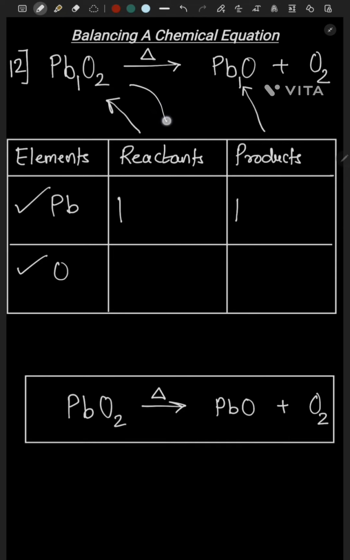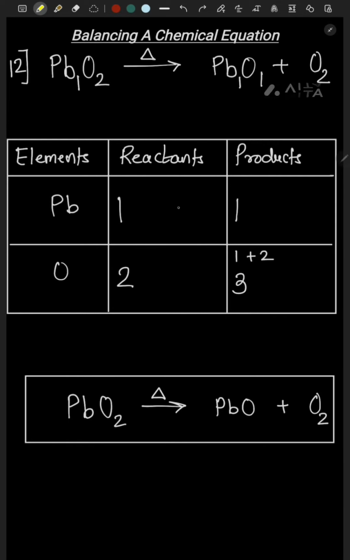Moving on to oxygen. The number of atoms of oxygen on the reactant side is 2, whereas on the product side it is nothing, means 1, and this 2, which means 1 plus 2, that is 3. Now let's tally the reactant and the product side. If you check, lead is balanced as 1 and 1 atom, whereas the oxygen atoms on the reactant and the product side are not balanced because it has 2 and 3 atoms.